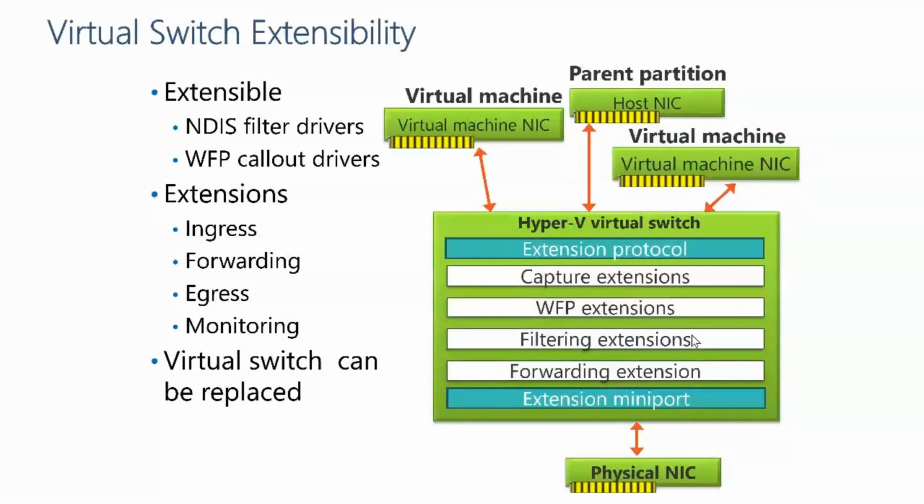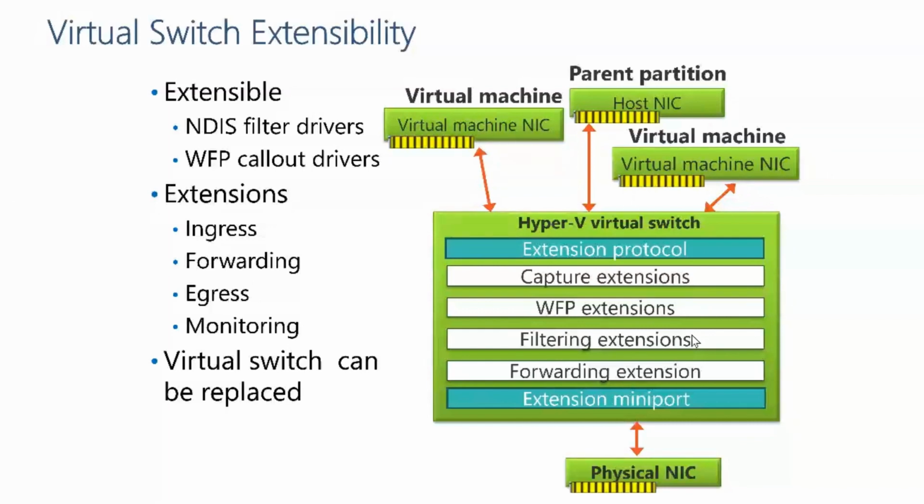With virtual switch extensibility, extensibility means you can add additional extensions, additional features, almost like adding browser add-ons, adding more functionality to your browser. So this is the Hyper-V virtual switch, and you've got the physical network adapter. It's extensible, so we can add NDIS filter drivers and WFP callout drivers. Extensions include ingress, forwarding, egress, and monitoring, and the virtual switch can be replaced.